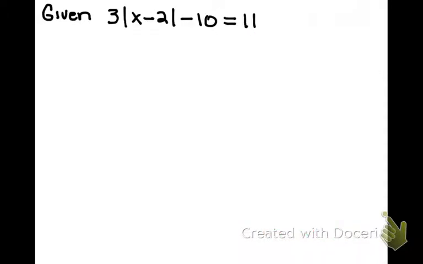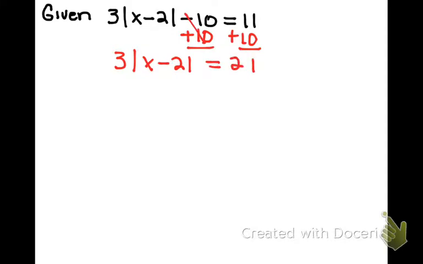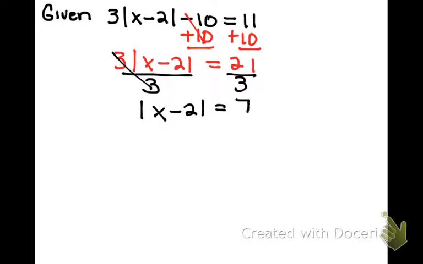Let's try one that has more steps. First, we're going to get the absolutes on one side, so we're going to isolate it. So we're going to add 10 to both sides. So we end up with 3 times the absolute value of x minus 2 equals 21. And then we're going to divide both sides by 3. So we have the absolute value of x minus 2 equals 7.